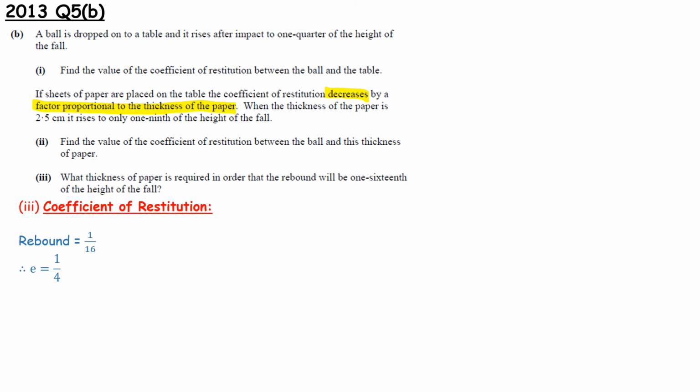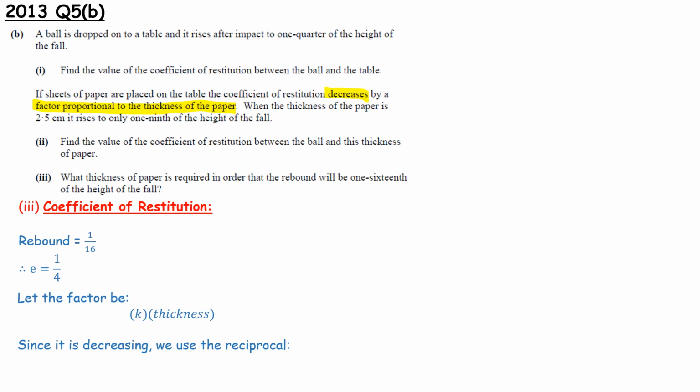So let's set this up in a way that hopefully makes sense. We're going to let the factor be k times the thickness, because I'm going to have some factor that's proportional, so it's going to rise as that thickness rises. So it's k times the thickness. You can call that another letter if you prefer. So it's decreasing, which means effectively it's going to be the reciprocal.